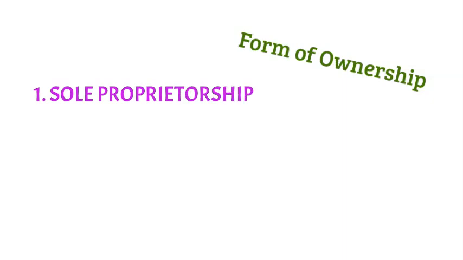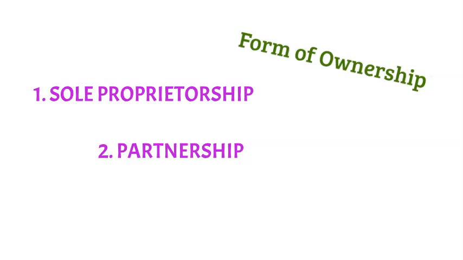Form of ownership. 1. Sole proprietorship. There is one business owner. This type of business is straightforward and easy to launch, and there may be fewer administrative requirements compared to a partnership or corporation. 2. Partnership.